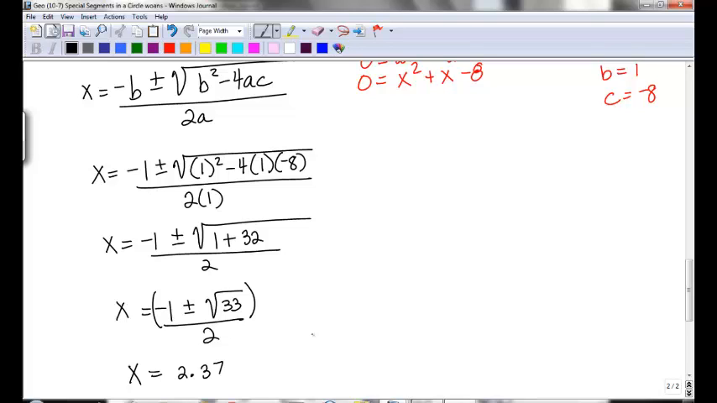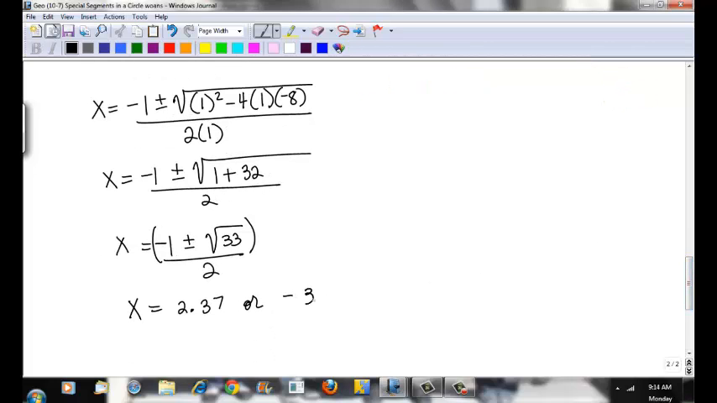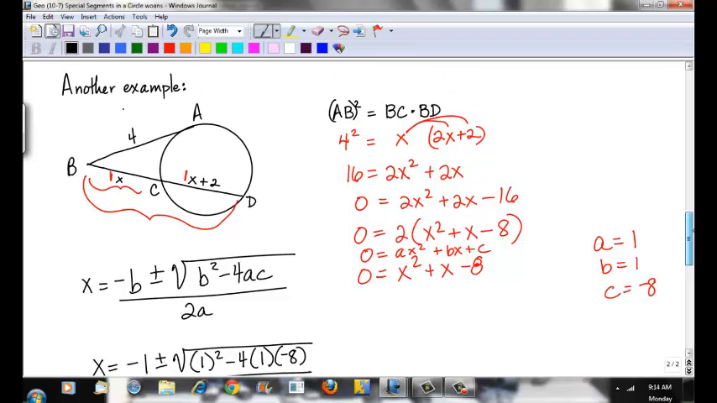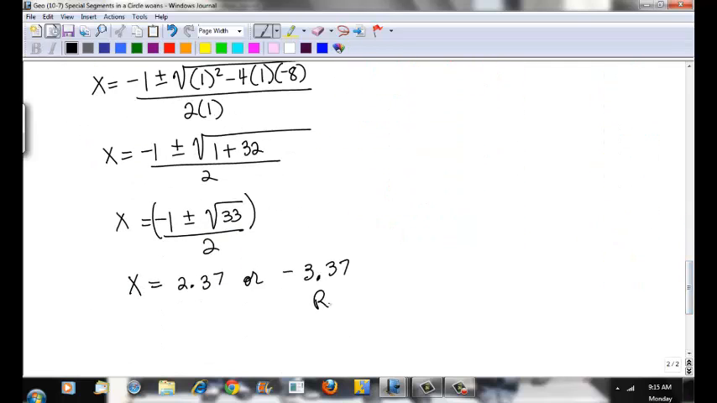Okay, so a negative 3.37 if we round it to the nearest hundredth. Can the x up here in this picture be negative? No. So you reject this. This is our final answer.